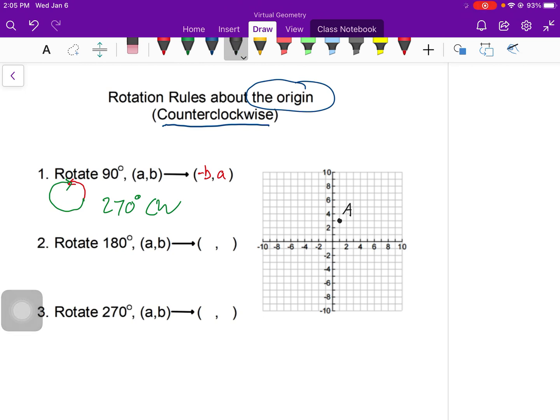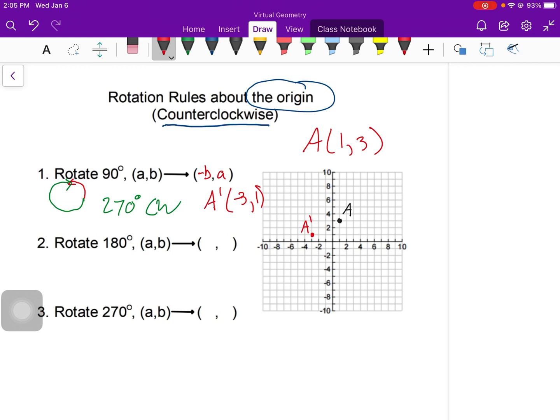So according to the rule, I would have A prime, I'll use red here. I would have A prime if A was 1, 3, like I said. A prime would then be negative 3, positive 1. Okay, that's from number 1.